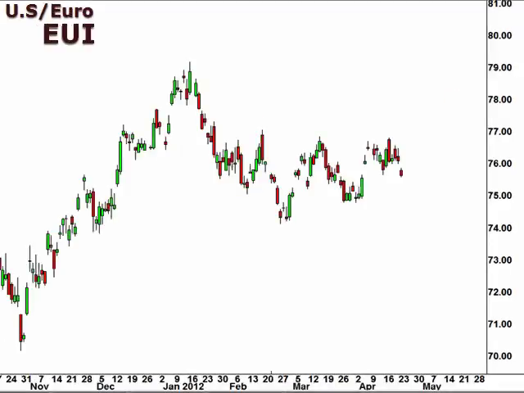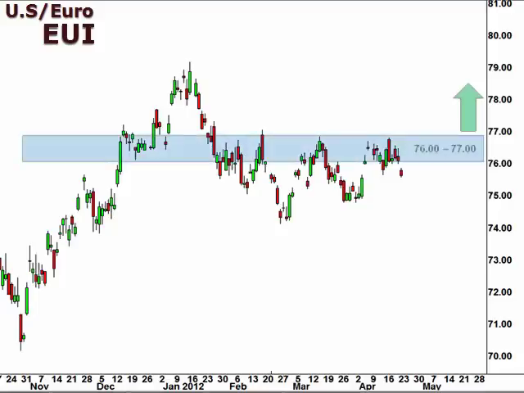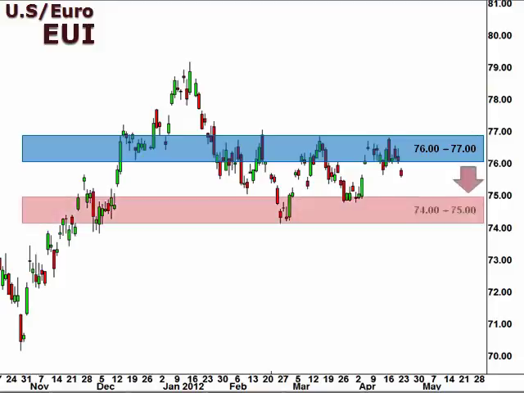Let's take a look at the US dollar versus the euro as seen here in the EUI. The 76.77 level remains a strong overhead resistance for the EUI, and we need to see a break above 77 to signal a move higher. The pair closed below 76 last Friday, which now opens the window for a test of support down at the 74.75 level.